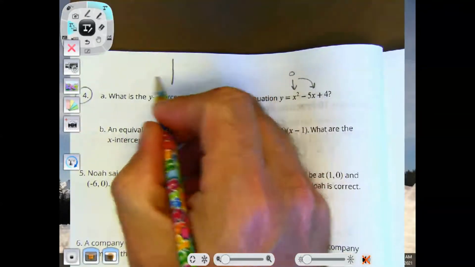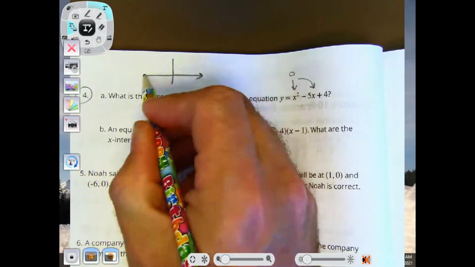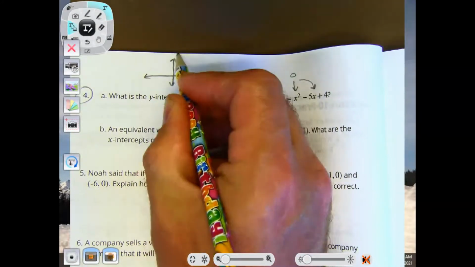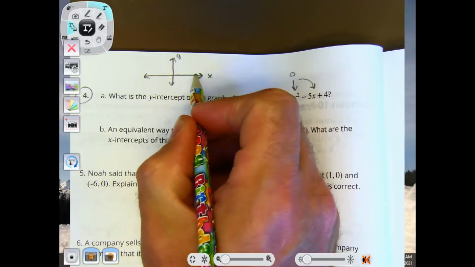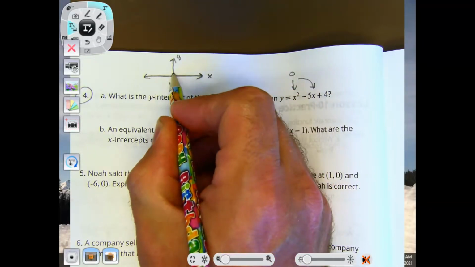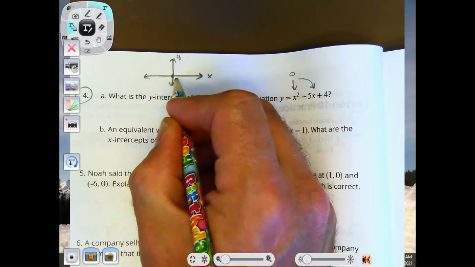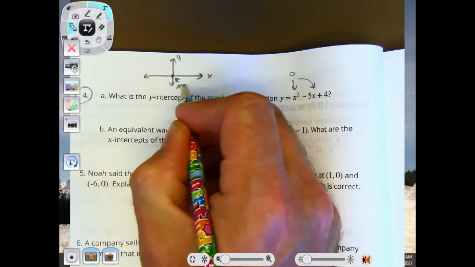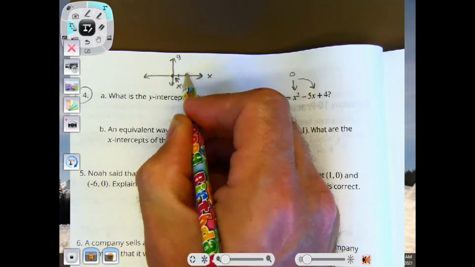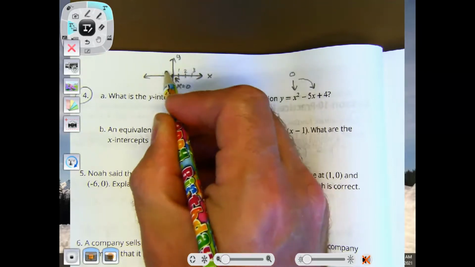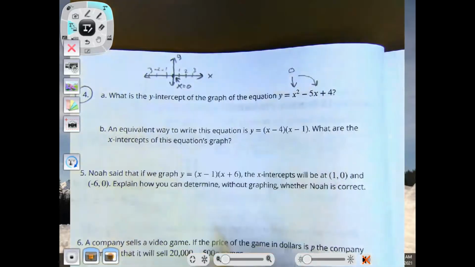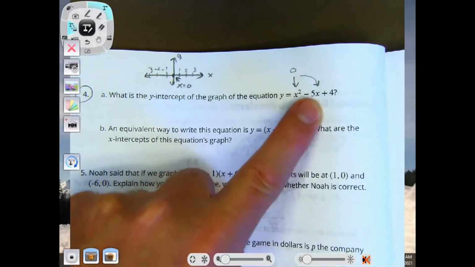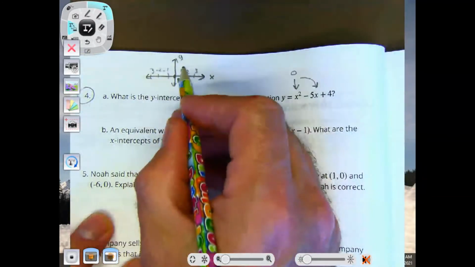So if I drew a graph like this, here's my y-axis, this one that goes up and down, and here's my x-axis. As I move along this way, the y-axis is located at x equals 0. So this is 1, this is 2, this is 3, this is negative 1, negative 2, negative 3. So right here is a 0. If I just plug a 0 in where these x's are, that should tell me where my parabola crosses the y-axis.